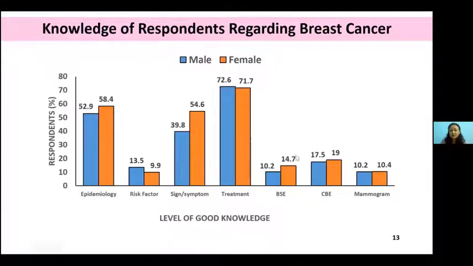And the next is this graph showing the level of good knowledge. That is, 72.6% of male and 71.7% of female have good knowledge regarding the treatment of breast cancer. And similarly, more than 50%, that is 52.9% of male and 58.4% of female, have good knowledge regarding the epidemiology of breast cancer.